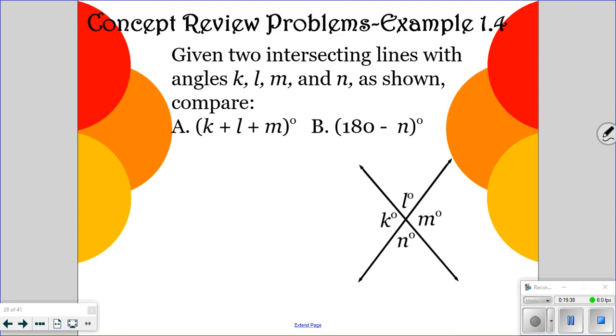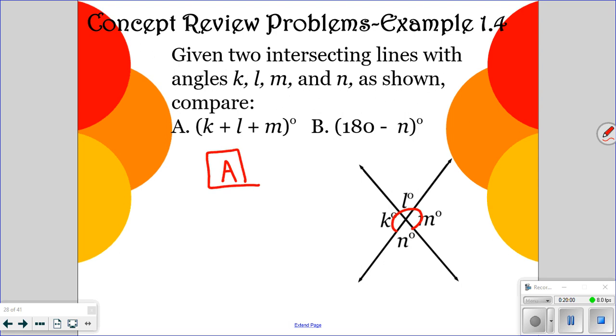So for this one, K, L, and M are obviously going to be more than 180 degrees. And then we're doing 180 minus N. So 180 minus N is going to be something less than 180 degrees. So A is going to be the largest one here.